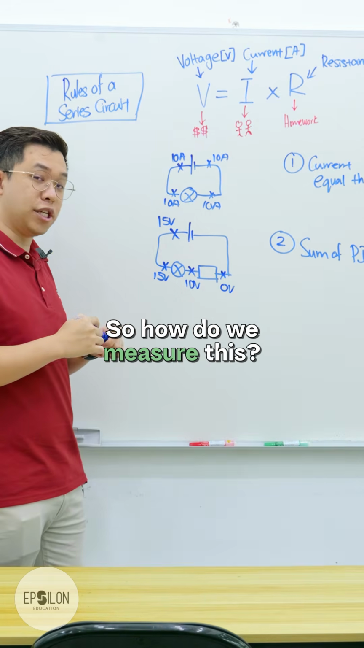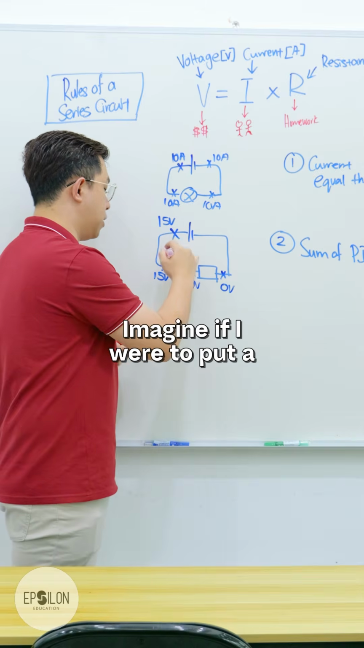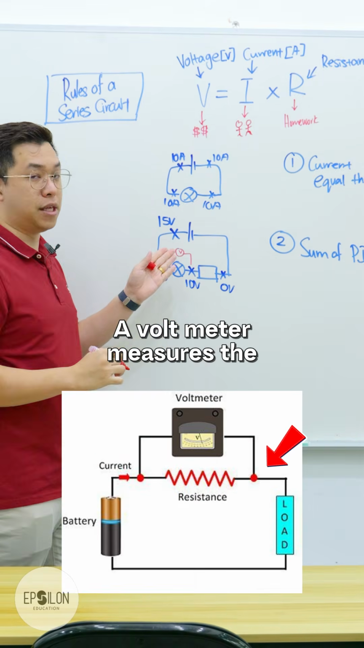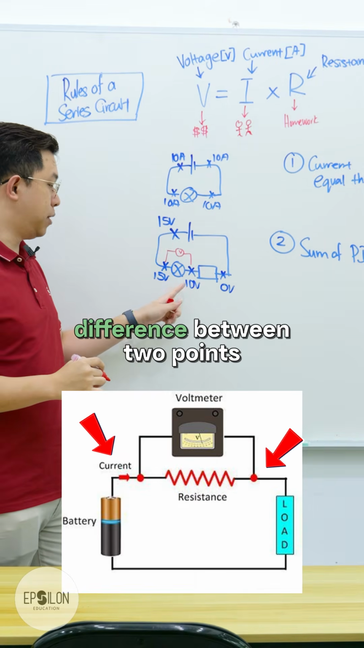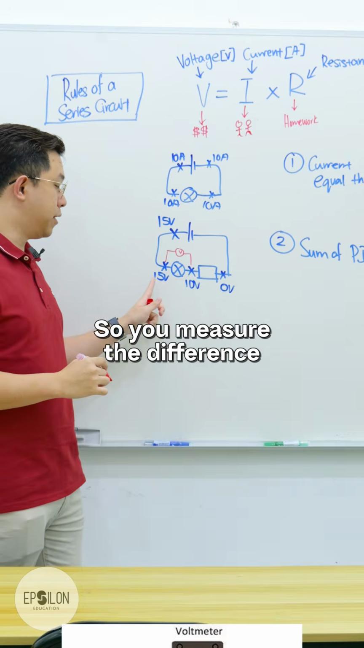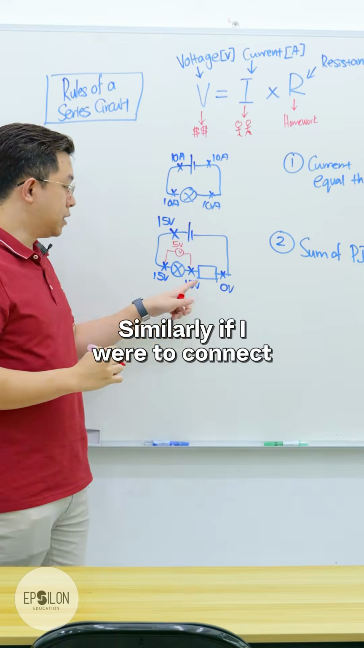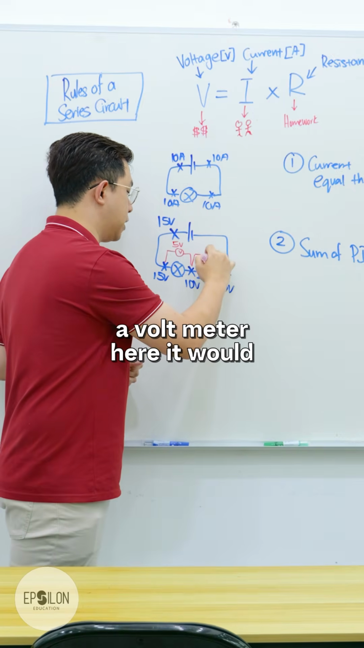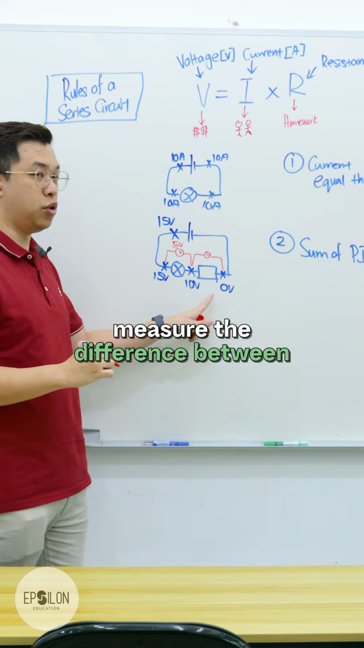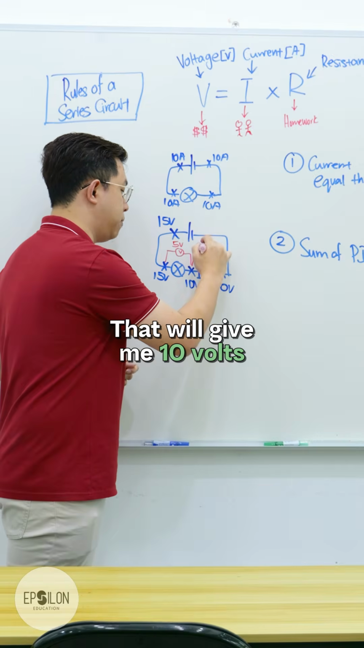So how do we measure this? Imagine if I were to put a voltmeter here. A voltmeter measures the difference between 2 points. So you will measure the difference of 15 and 10 and return us a value of 5. Similarly, if I were to connect a voltmeter here, it would measure the difference between 10 and 0. That will give me 10 volts.